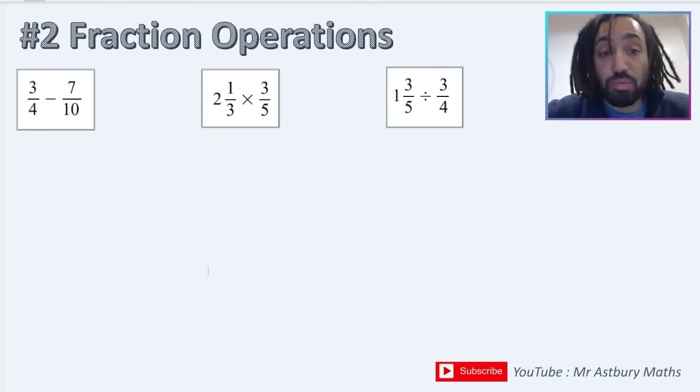Here we have fraction operations. What we need to remember is if we are adding or subtracting fractions, we have to find the lowest common denominator. And if we're multiplying, we just do the top times the top and the bottom by the bottom. And if we're dividing, we have to remember keep, flip, change.